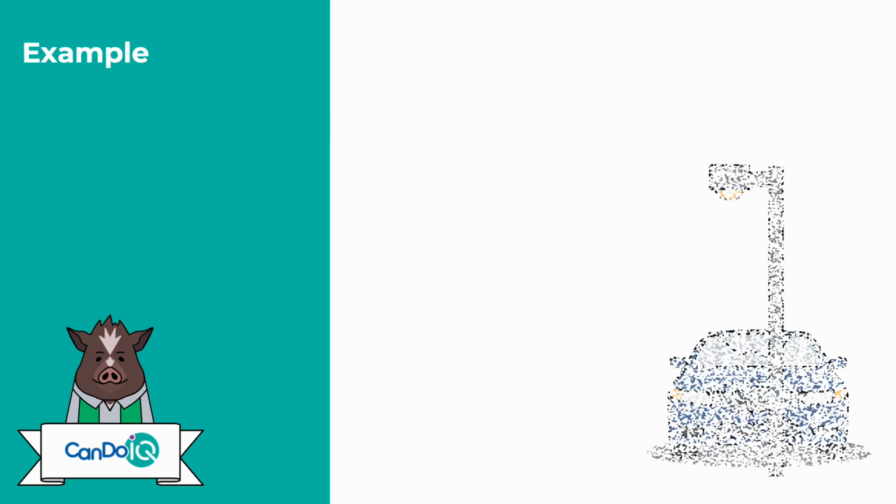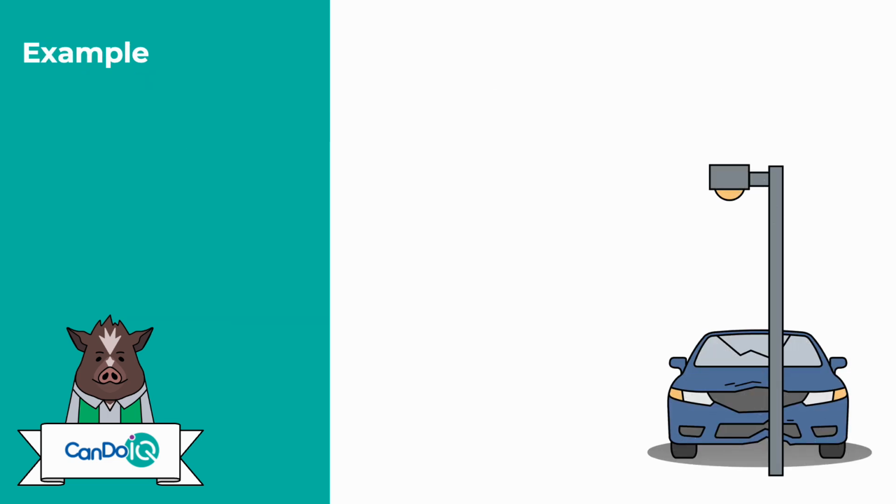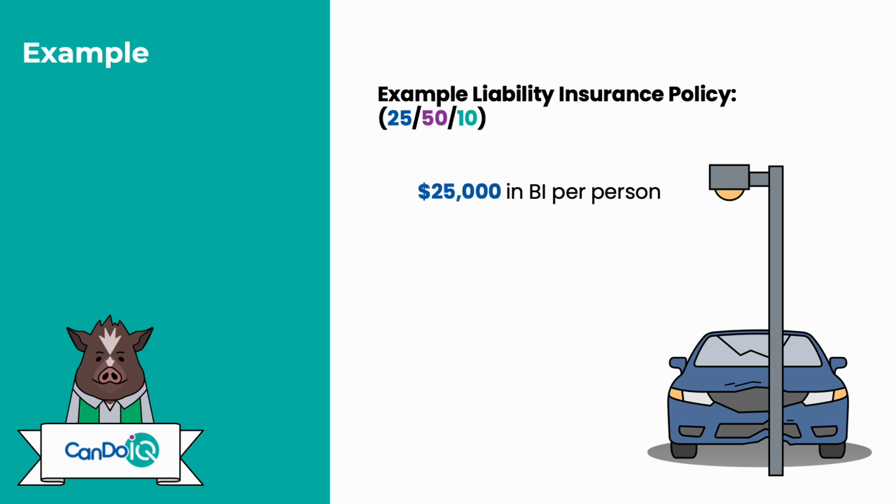These limits are displayed as three numbers with forward slashes between them. For example, your liability insurance policy may look something like this: 25/50/10. In this case, your insurer will pay $25,000 in BI per person, $50,000 in BI total per accident, and $10,000 in PD.